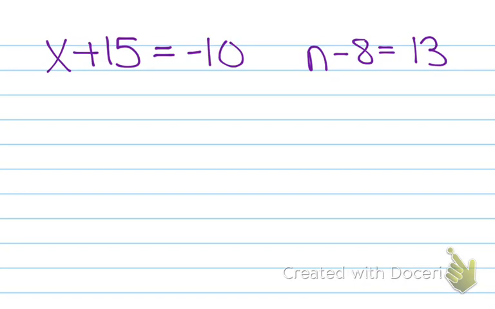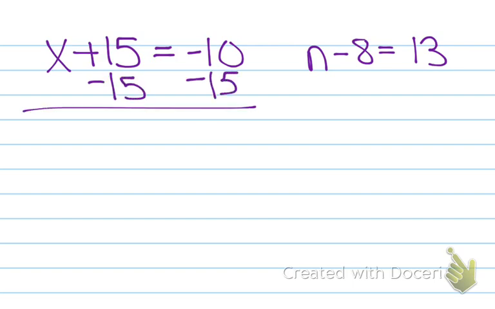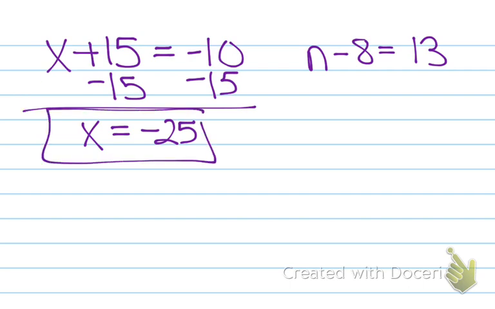Okay, so on the first equation, what do I do to both sides to solve for x? I need to subtract 15 from both sides. And x equals negative 25. And if I plugged it back in, it is true that negative 25 plus 15 is negative 10. All right, so that's my answer. What do I do for the second problem? I need to add 8 to both sides, and n equals 21.